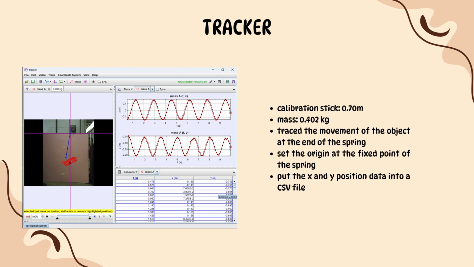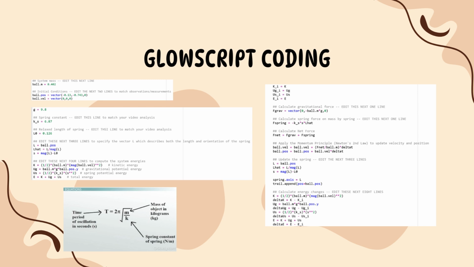Then I put the X and Y position data into an Excel sheet, and saved that as a CSV file. That goes hand in hand with the GlowScript coding, because once I ran the program, you would need data to compare the experimental data from the Tracker to the data that the GlowScript code puts out.